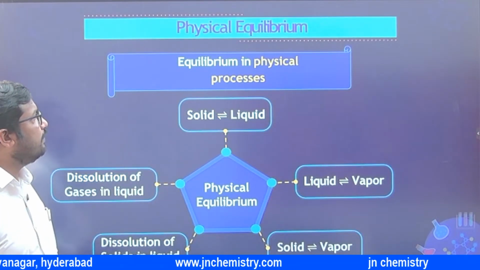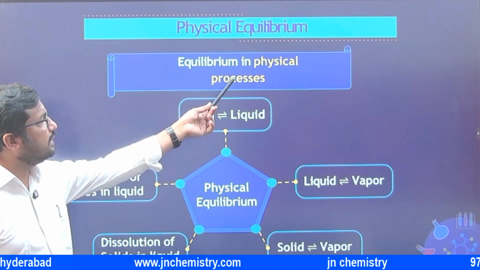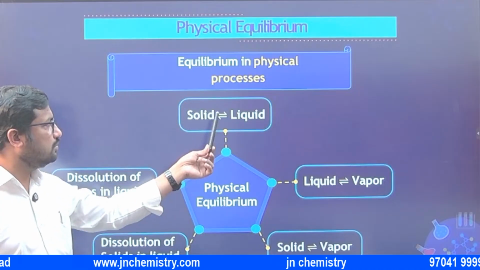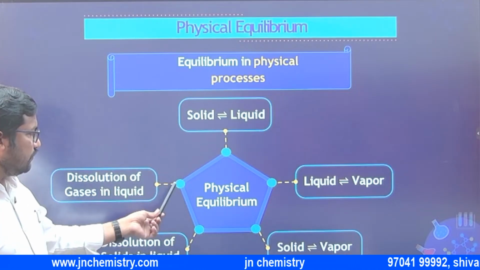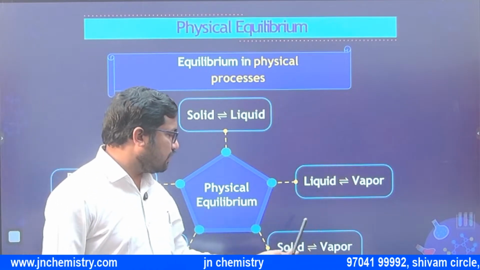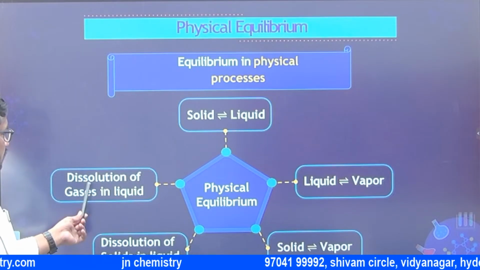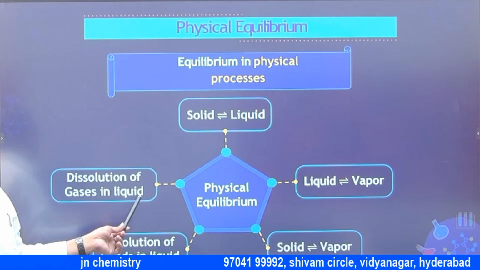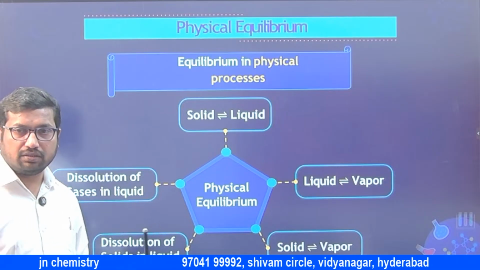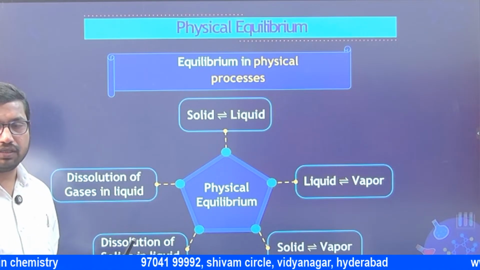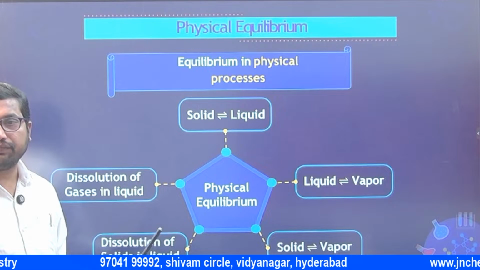Right. Physical equilibrium means what? Equilibrium in a physical process, solid to liquid. So physical equilibrium, liquid to vapor or solid to vapor or anything is possible, right? Dissolution of gases in the liquid, but there is no change in the chemical formula.